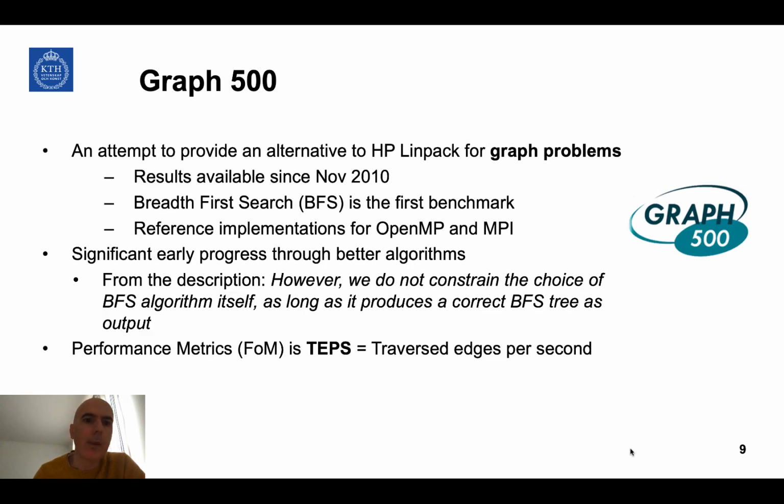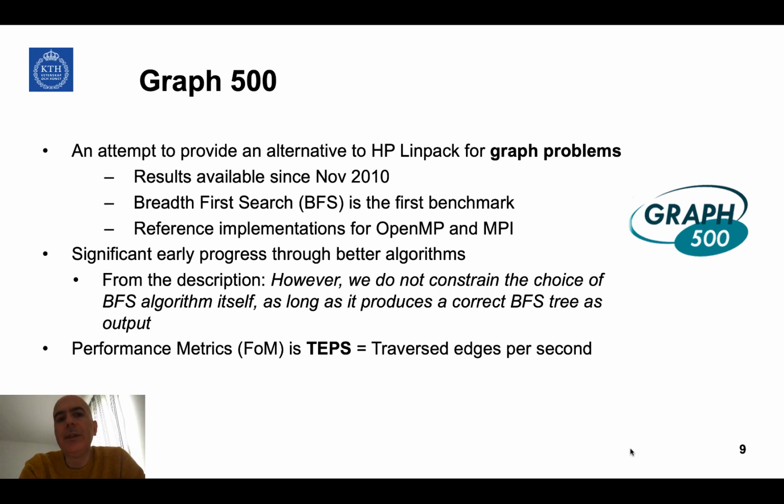One emerging and important benchmark is the Graph 500, an attempt to provide an alternative to HPL for graph problems. HPL is for measuring the performance of a traditional HPC application, a linear system. The Graph 500 aims at solving graph problems. The results are available since November 2010. So we have less historical data on the performance of supercomputers solving graph problems with respect to HPL, which goes back 20-30 years in the past.